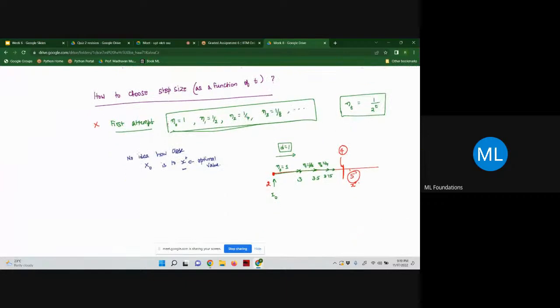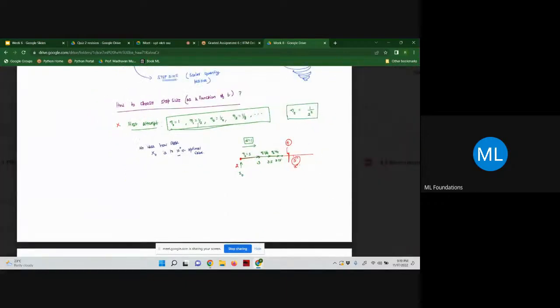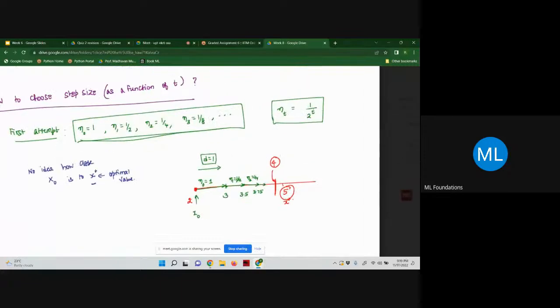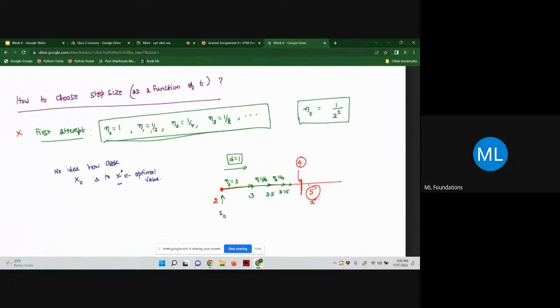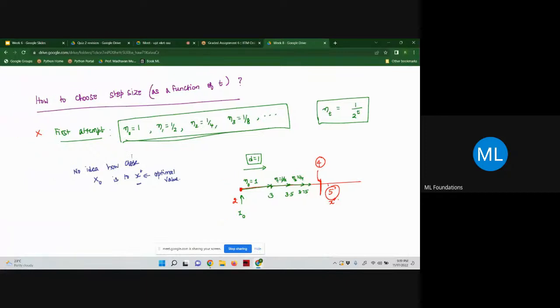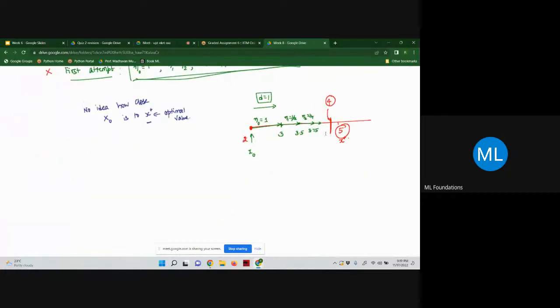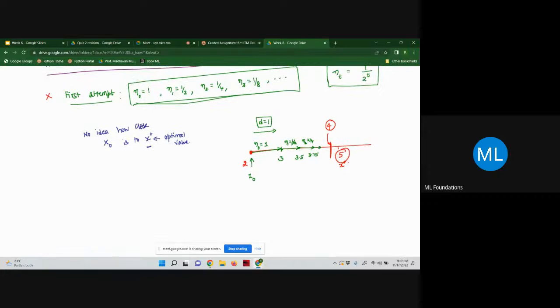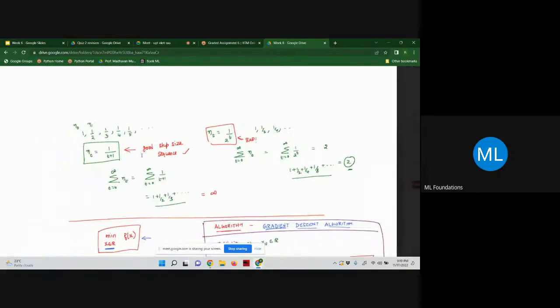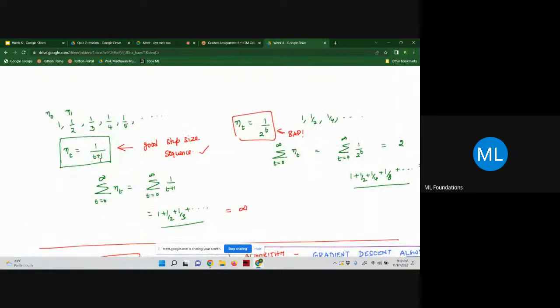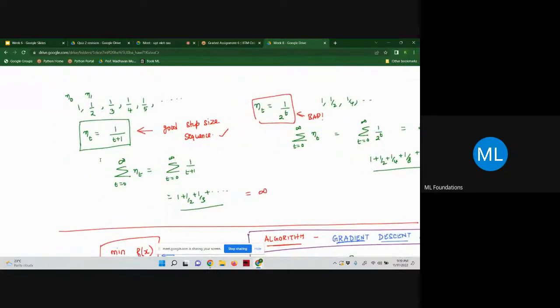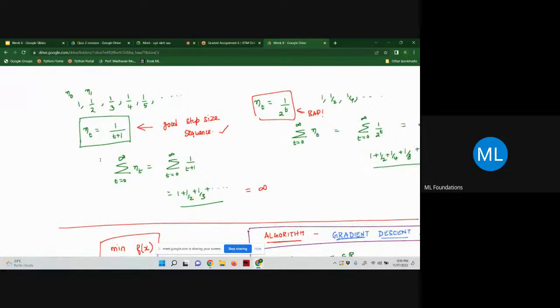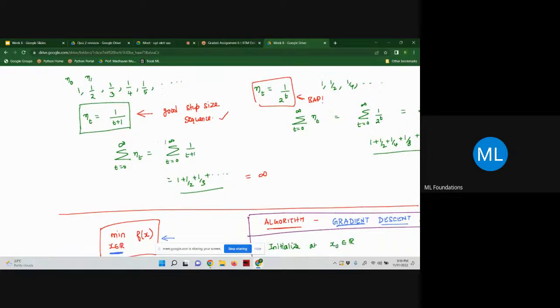Okay, so if you choose this as 1 by 2 power t, where t is the number of iterations, that is, in the first iteration it's going to be 1 by 2, 1 by 4, 1 by 8, and so on, what's going to happen is you might not even reach it. You'll be stopping somewhere in between. So you should not be reducing it too much. The other way is you could choose 1 by t plus 1. Using 1 by t plus 1, you're going to reduce your steps each time, but you'll still be able to reach your actual solution.